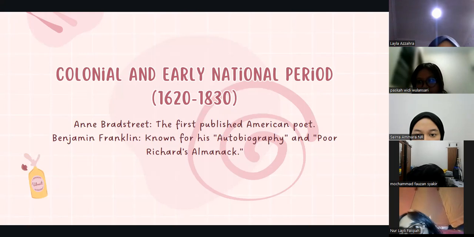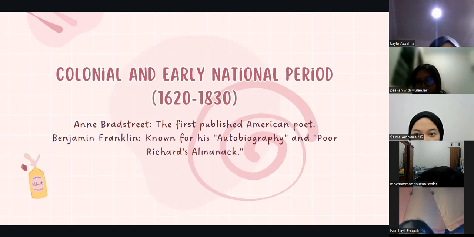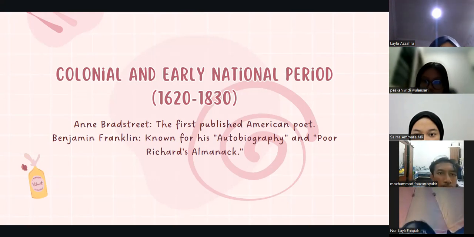Franklin wrote the most famous autobiographical work in the world, writing in chapters throughout his life. This autobiography provides insight into Franklin's principles of hard work, self-education, and moral values. Then Poor Richard's Almanac was a series of annual publications containing calendars, weather forecasts, poetry, and proverbs. Next, please.